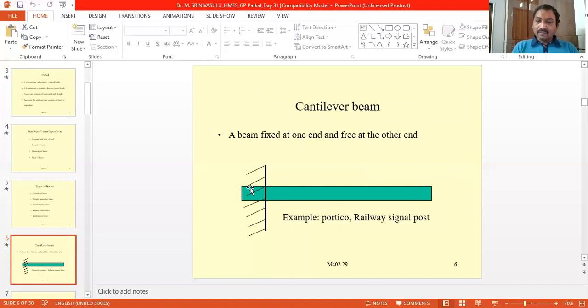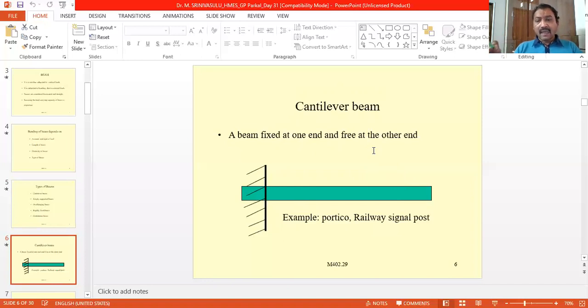The end of the beam at which it is fixed is called the fixed end, and the other end of the beam is called the free end. Here there is no support. And for examples, if we take a portico, the building is like this. For example, this is a slab, the slab of the portico. This slab is only supported at one end. The other end is left free. So that is also an example of the cantilever beam.